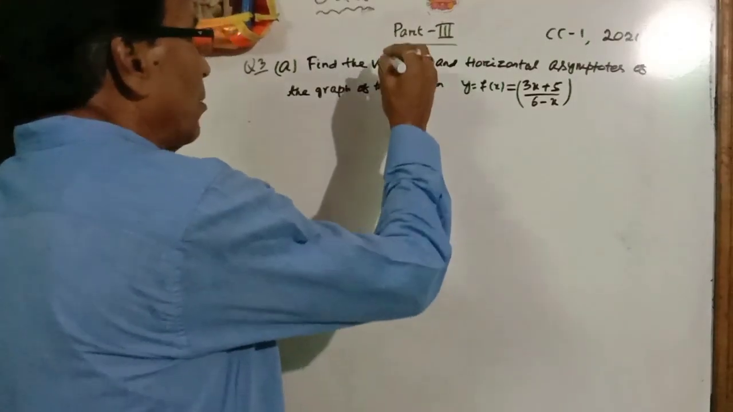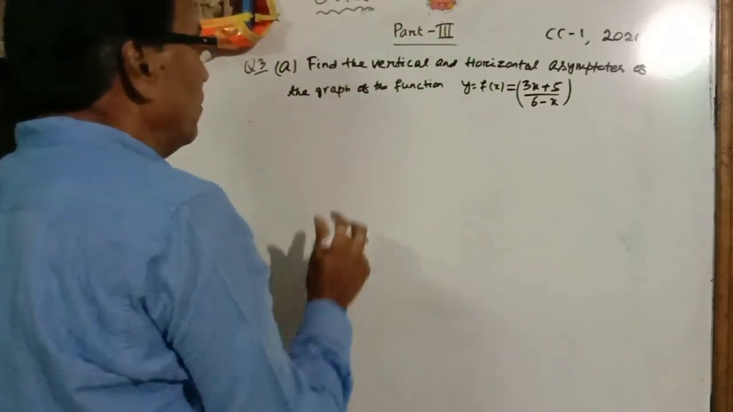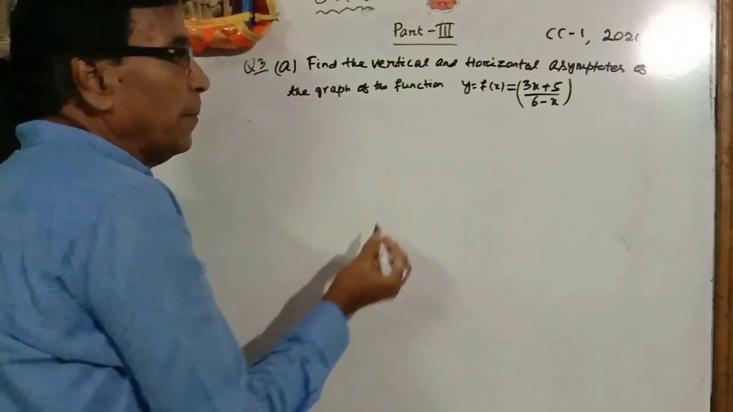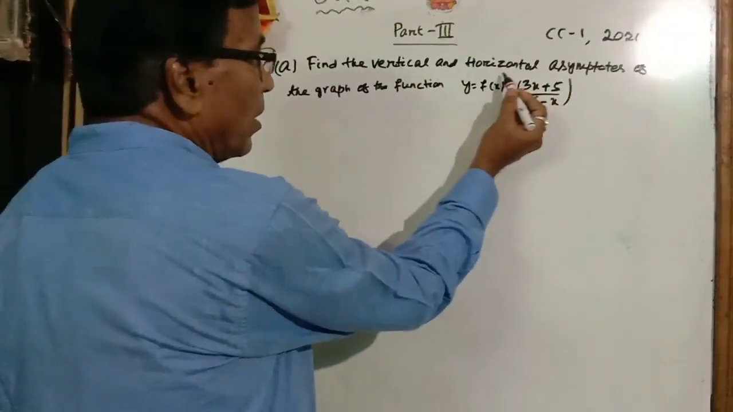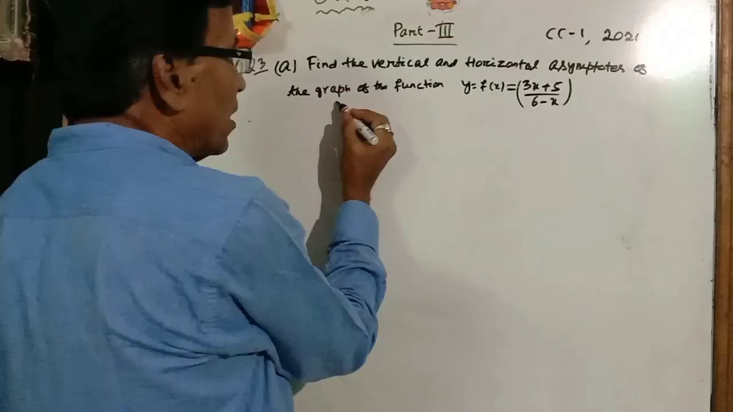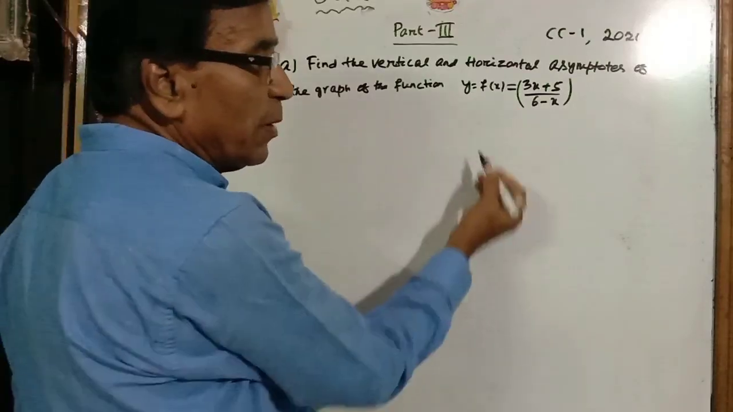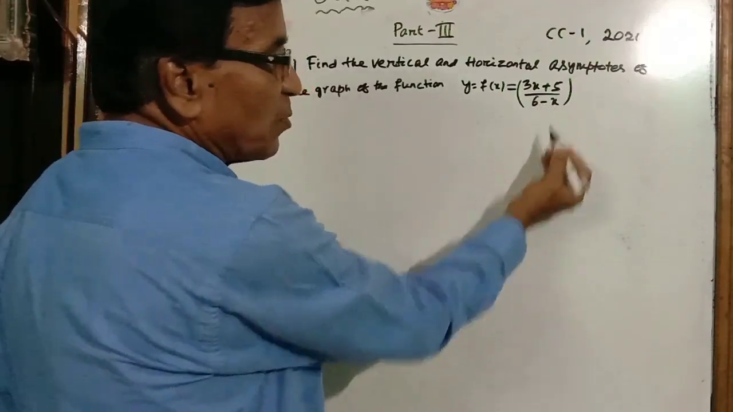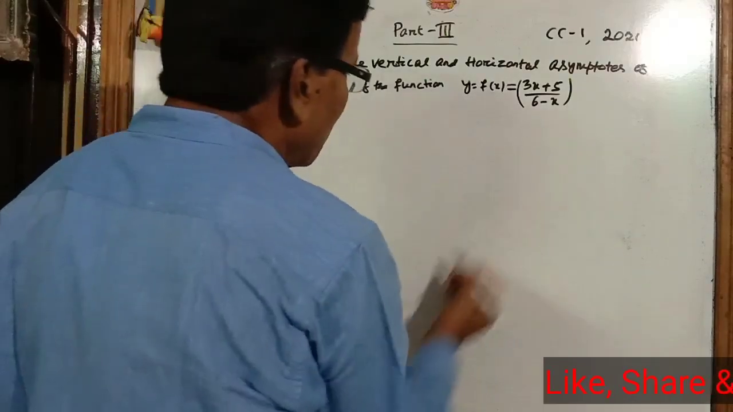We'll discuss the answer of part 3, question number 3A. Find the vertical and horizontal asymptotes of the graph of the function y is equal to f of x is equal to 3x plus 5 divided by 6 minus x.